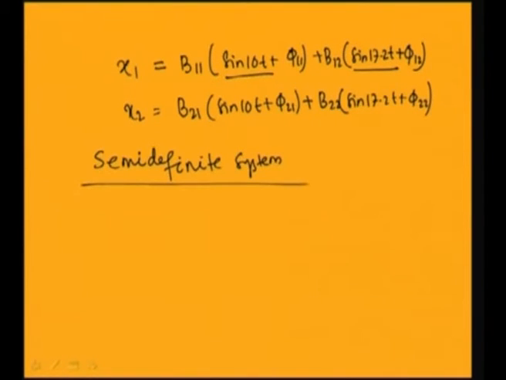Semi definite system or degenerate system. There is a class of systems for which, out of these two natural frequencies, one natural frequency is equal to 0. So the systems for which at least one natural frequency is 0 are known as degenerate systems or semi definite systems.